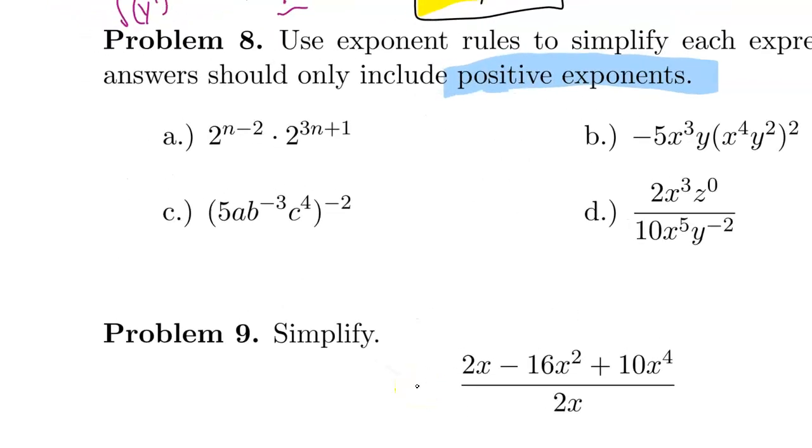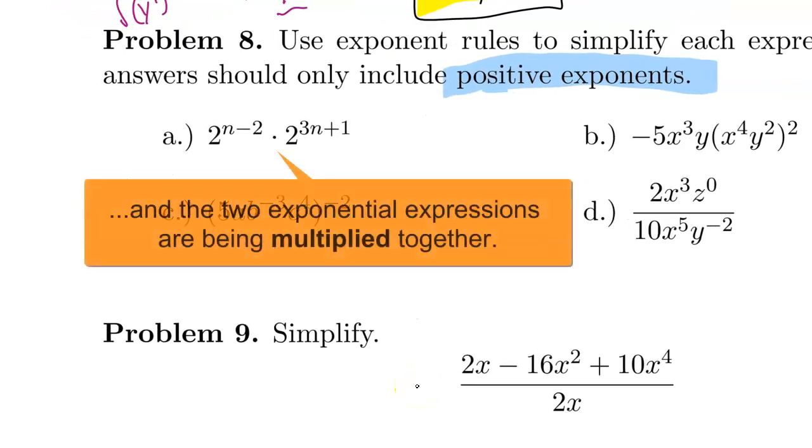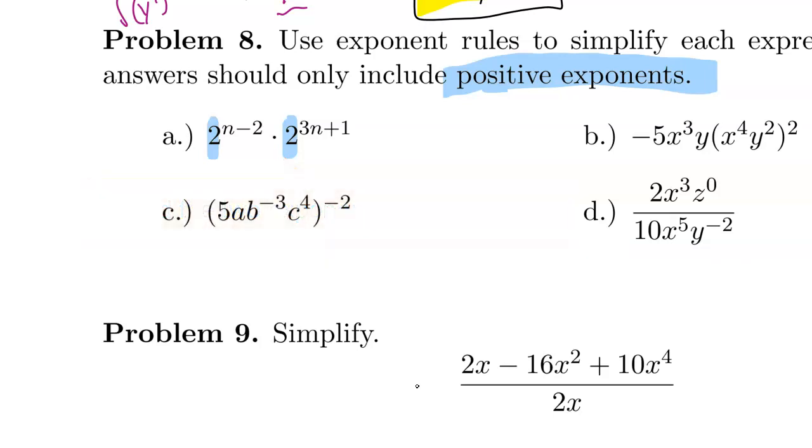One of the key things to notice is that if the base is repeated, that's the situation when we can add the exponents. So I have the same base for part A, the base is 2, and so I can add these exponents together. So I end up with 2 to the 4n minus 1.